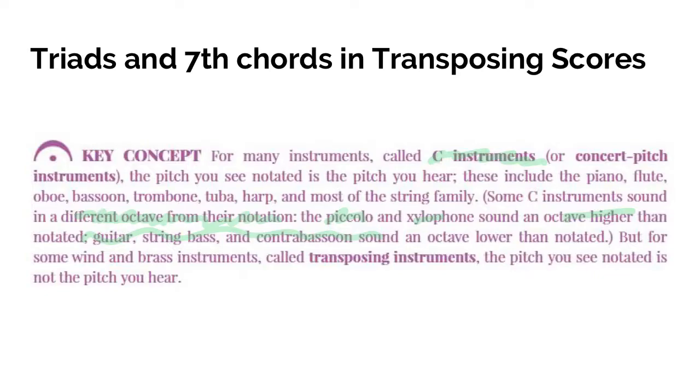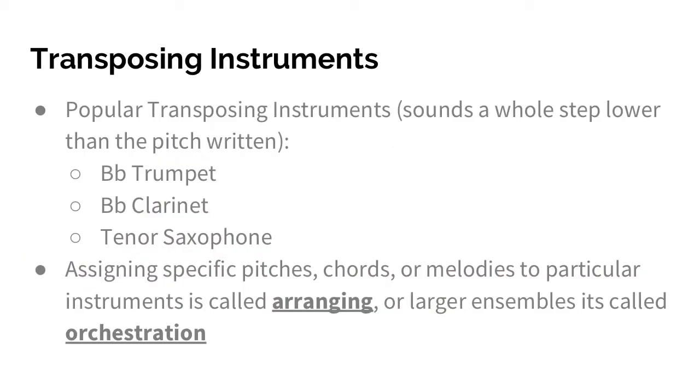But for wind and brass instruments, we call these transposing instruments. So the pitch you see notated is not the pitch you hear. Popular transposing instruments that sound a whole step lower than written are the B-flat trumpet, B-flat clarinet, and tenor saxophone, okay?